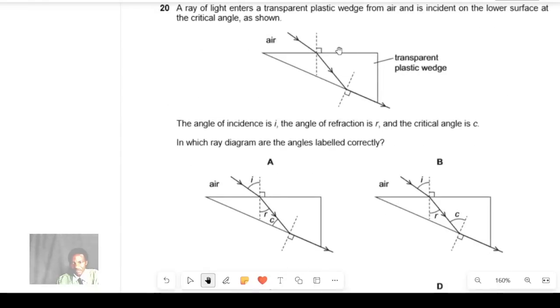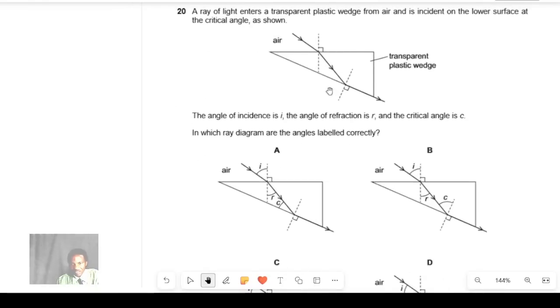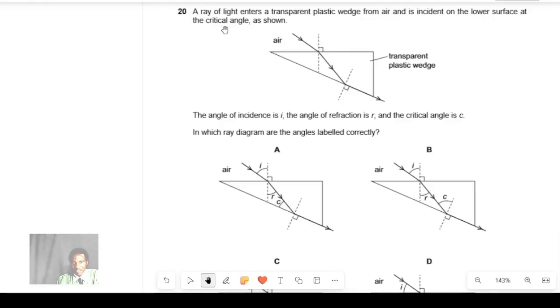Then question 20. All right, we have a ray of light entering a transparent plastic edge from air, from this point here, and it is incident on the lower surface at the critical angle. If it comes at the critical angle, the refracted ray will be transmitted along the interface, which is what is shown. The angle of incidence I, the angle of refraction R, and the critical angle: which diagram shows all of them?